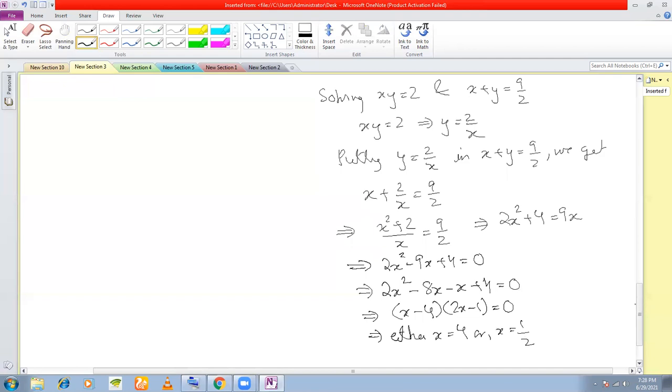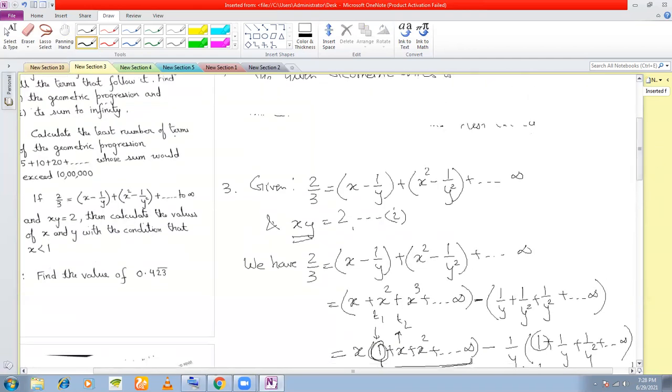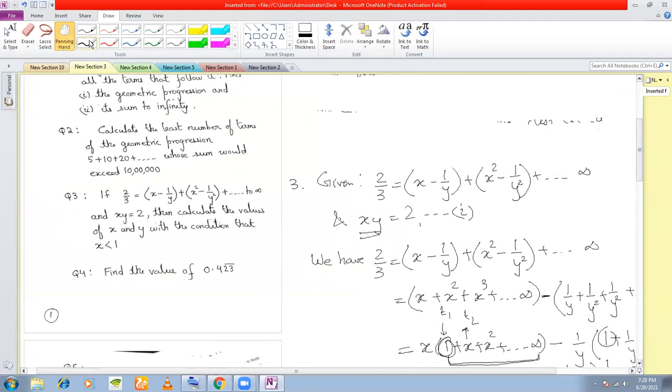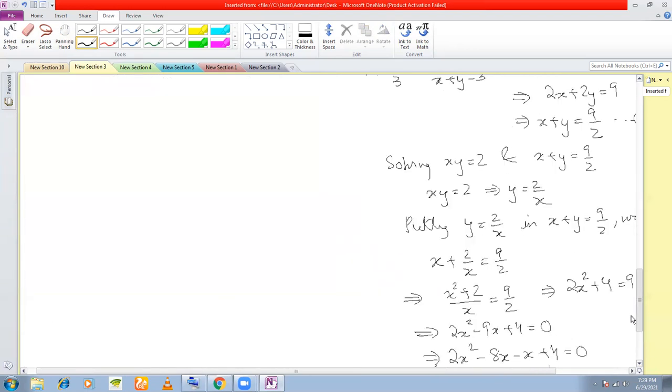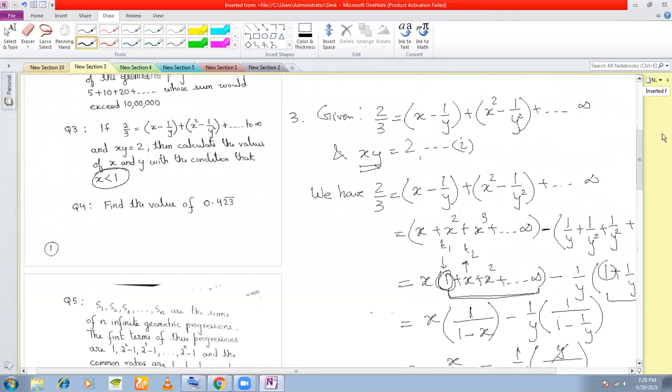Now, can x be equal to 4? See here, see the question. Back to the question now. See, with the condition that x is less than 1, it is given, right? So x obviously cannot be equal to 4. So since x less than 1, therefore x not equal to 4 and x is equal to half, right? That is the value of x.